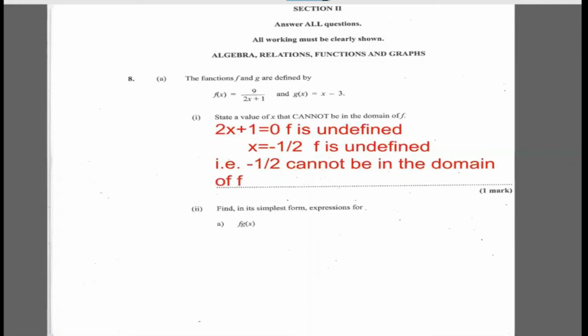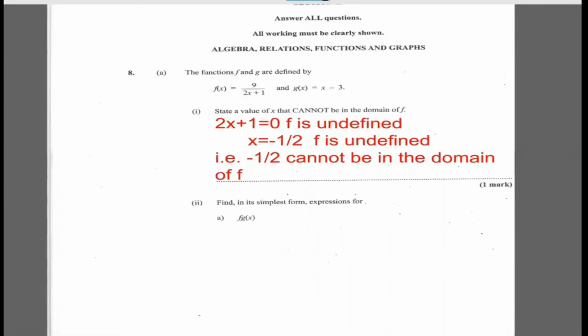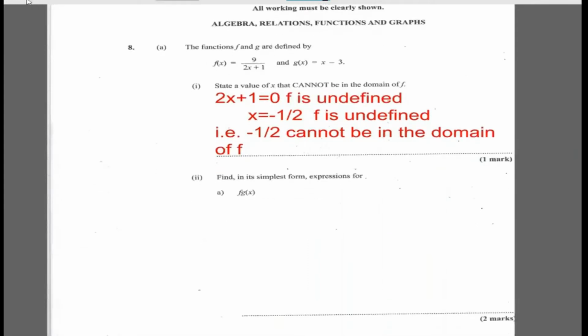Now it says find in its simplest form the expression for fg of x. Fg of x means we put g of x into f. So fg of x is equal to 9 over, wherever we have x, we replace it with g of x, so it becomes 2 times x minus 3, plus 1.